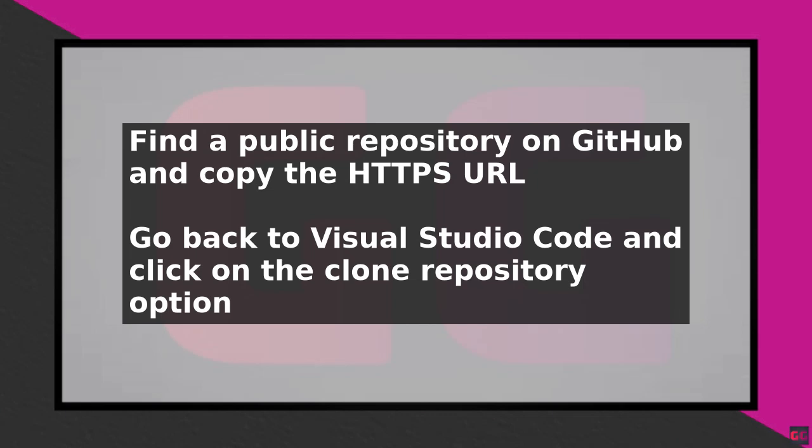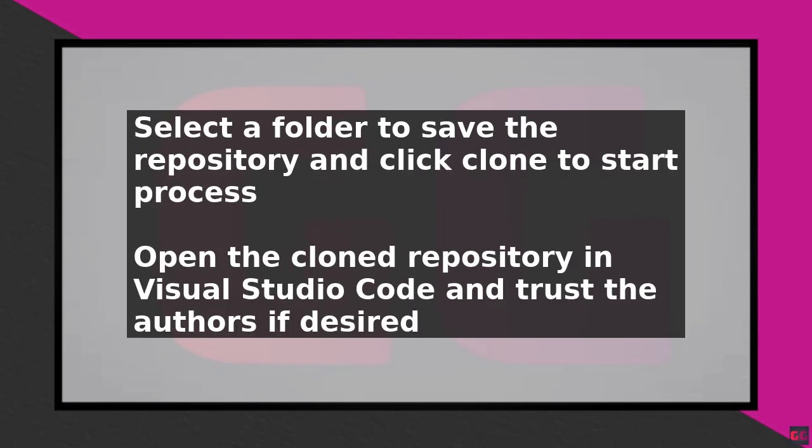You will be prompted to create a folder to save the repository. So either select an existing folder or create a new one. Once you have selected a folder, click Clone, and Visual Studio Code will clone the repository.